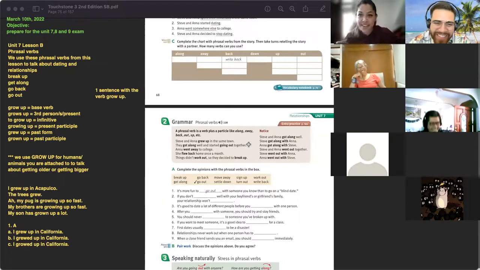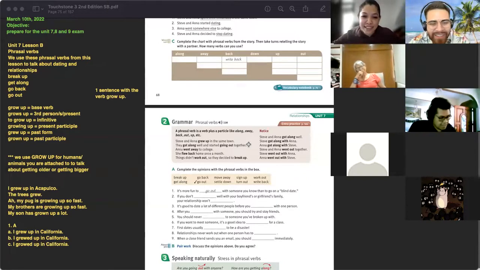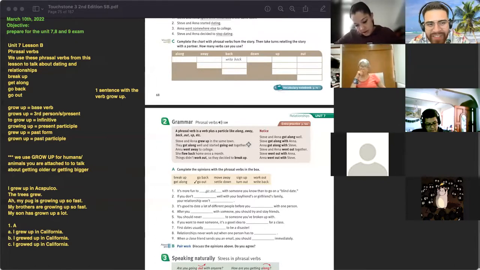Ms. Borjas. One sentence. My sister grew up in San Luis. Nice. Miss Robles. Children grow up very fast. Yes, that's true, especially in this generation. Grew up. Grew, good. Grew up. Excellent.